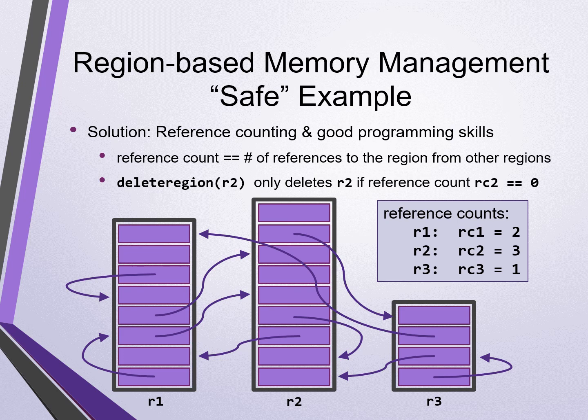So in this case, a call to delete region R2 will result in no action being taken because region R1 has 2 pointers to it, and region R3 has 1 external pointer to it. However, counting references can be difficult to do. We'll talk about that next.